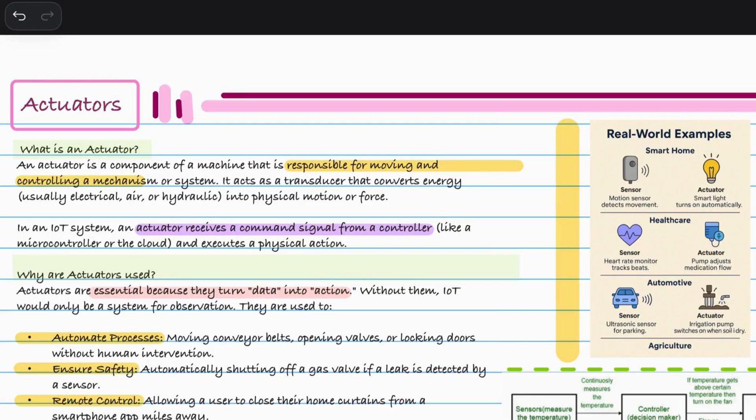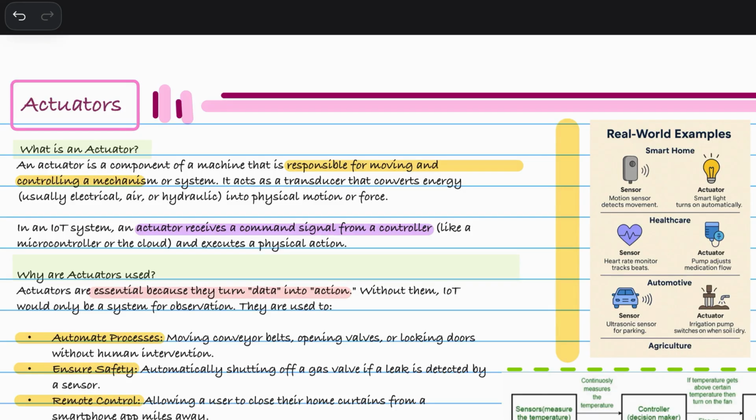Now let's pivot our understanding from input to output, right? So let's talk about actuators. If you build an IoT system that only has sensors, you haven't built an ecosystem. You have just built an observation post. You can watch the world burn, but you cannot put out the fire. Actuators are the components that put out the fire. They are the components that turn data into action. They are responsible for moving and controlling the system. All right, they convert this data into physical motion.